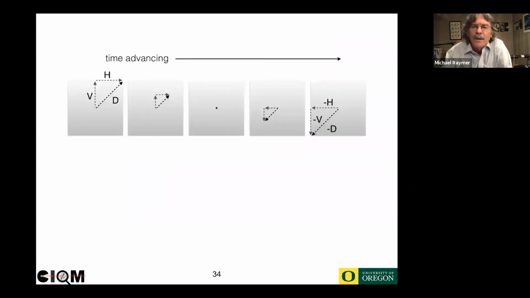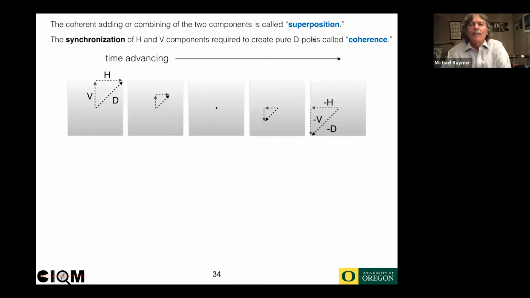Here's the cartoon. And here's where we talk about superposition and coherence. So when we have two vectors, v and h, which are adding together in a synchronized manner, in a coherent manner, we call this a superposition. So v and h are in superposition. And together they create the dipole. And then in time they oscillate.